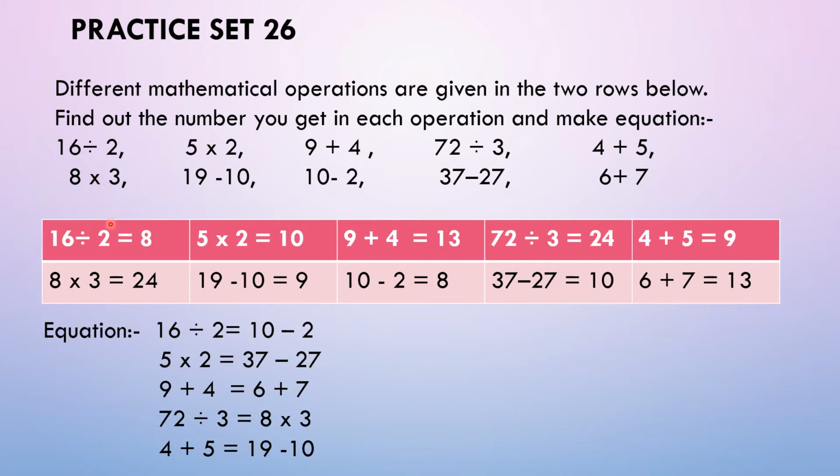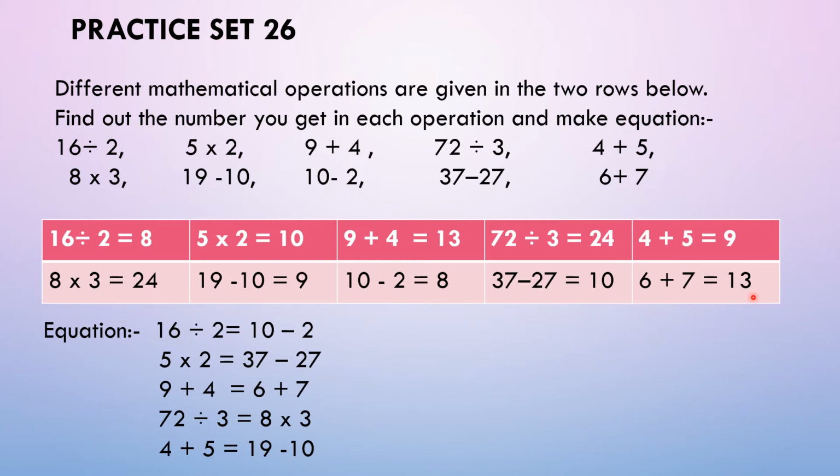16 divided by 2 is what? 8. 5 2s is what? 10. 9 4s is what? 30. 72 if you divide by 3 you will get what? 24. 4 plus 5 is what? 9. 8 into 3 is what? 24. 19 minus 10 you got 9. 10 minus 2 is what? 8. 37 minus 27 is what? 10. And 6 plus 7 is what? 13. So you have solved this, right?